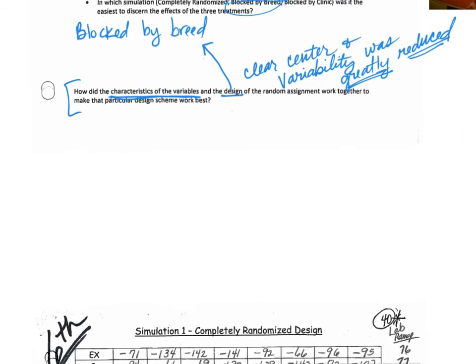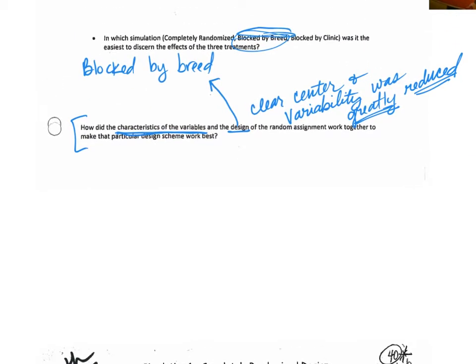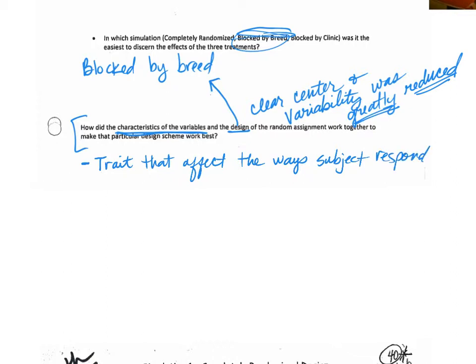You don't have to write these down, but I'm going to go ahead and write down that here is blocking. Let's see. When would we choose to block? If we think there is a what? Perfect. If there is a trait that affects the way subjects respond to the treatment, what we're measuring. So if there's a trait that we think affects the way subjects respond, then we consider blocking.